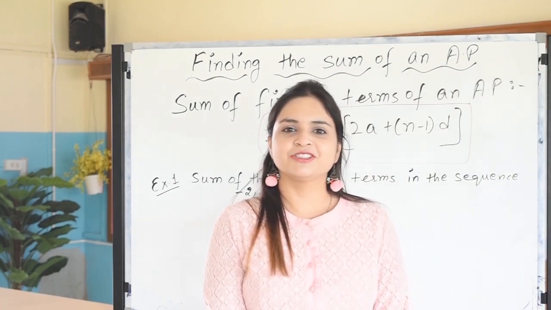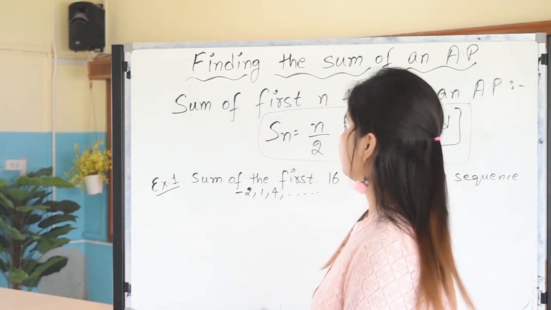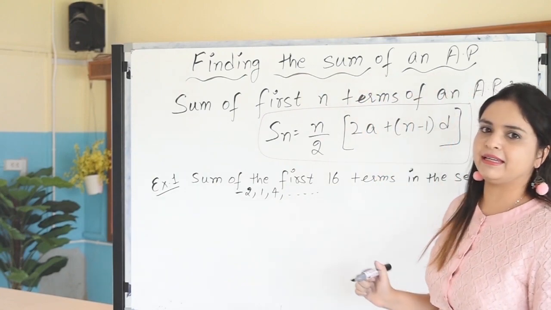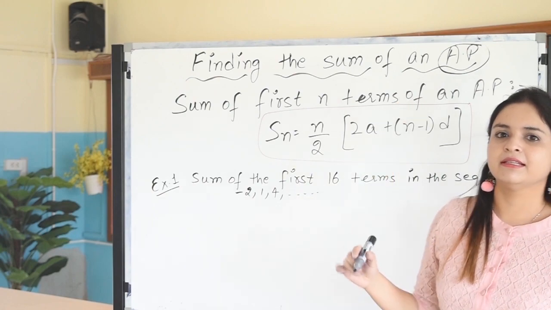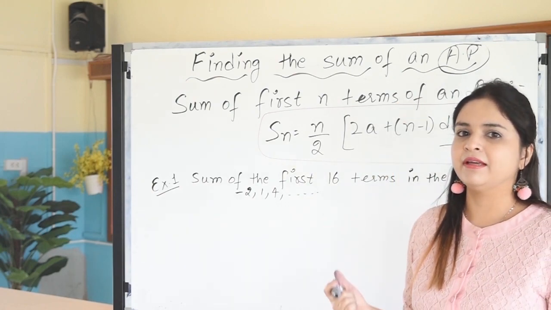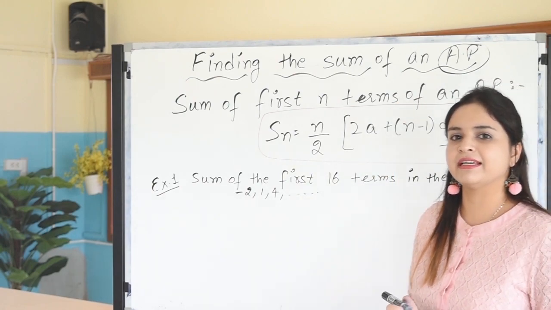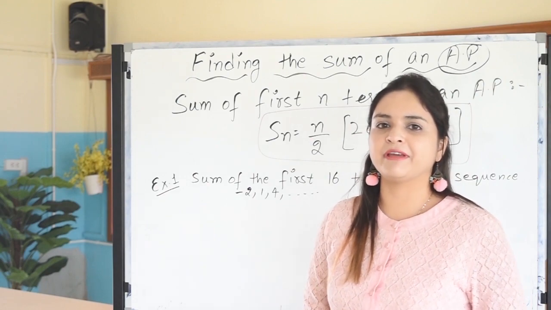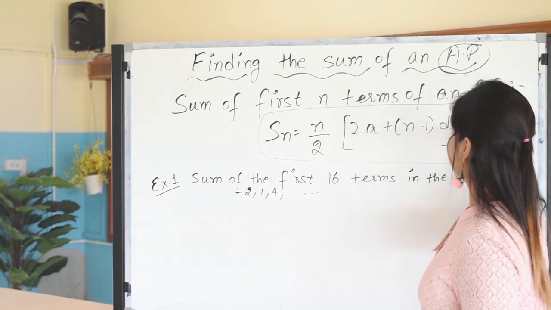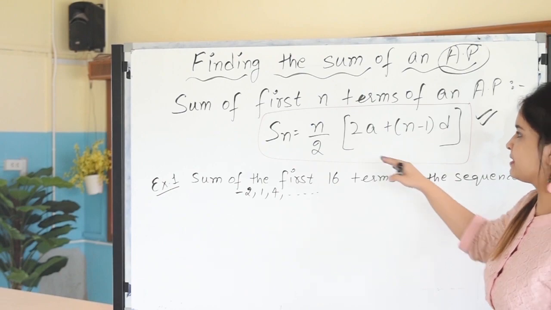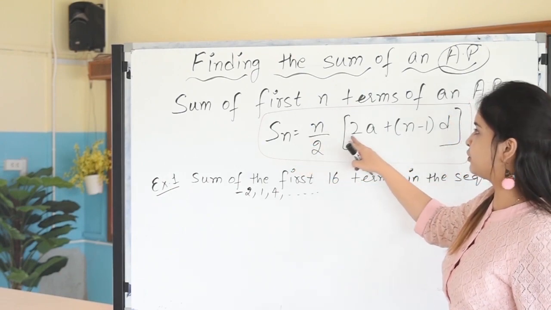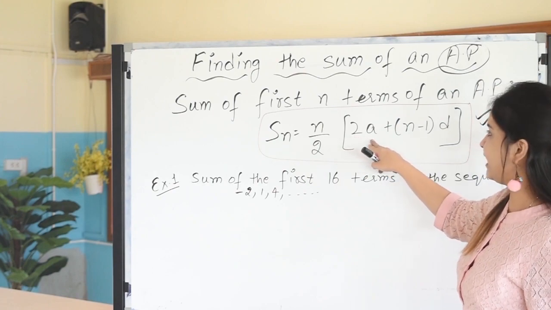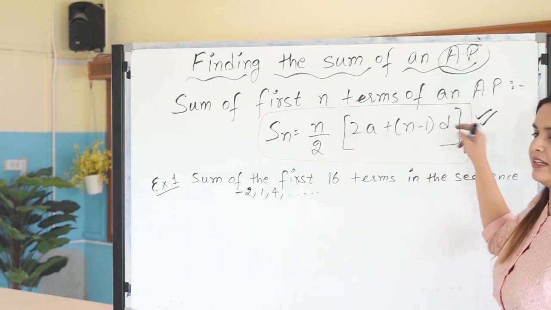Hi everyone, so today we will learn about finding the sum of an AP. Now we all know how to find the general term of an AP. But suppose the question is to find the sum of an AP, then we have a new formula, which is Sn is equal to n over 2 times (2a plus (n minus 1) into d).